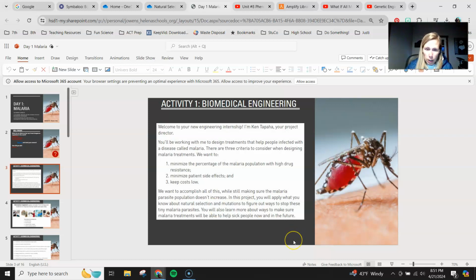We want to accomplish all of this while making sure the malaria parasite population doesn't increase. In this project, you will apply what you know about natural selection and mutations to figure out ways to stop these tiny malaria parasites. You will also learn more about ways to make sure malaria treatments will be able to help sick people now and in the future.